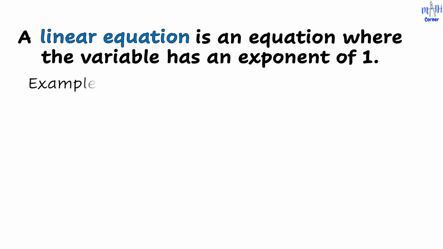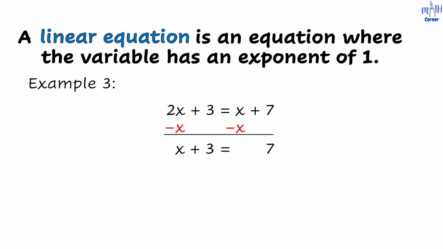Example 3. With variables on both sides. 2x plus 3 equals x plus 7. Step 1. Move variables to one side. Subtract x from both sides. 2x plus 3 minus x equals x plus 7 minus x. We have x plus 3 is equal to 7.